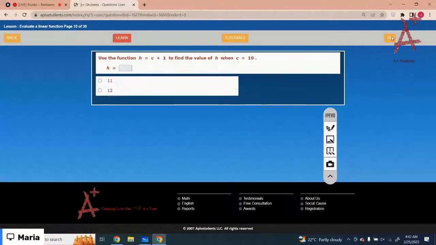Okay, the next one is h equals c plus 1, where c equals 10. So what is the correct option for h? Replace the c with the value, so 10 plus 1 equals 11.